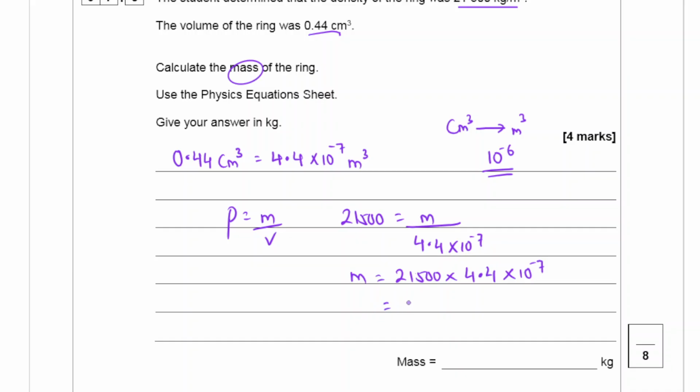That gives me 0.00946 kilogram, or you can write it in standard form, 9.46 times 10 to the power minus 3.